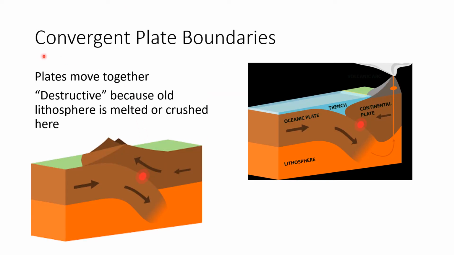So the next major type of plate boundary is called the convergent plate boundary. So this is when you have 2 plates that are moving together. These plate boundaries are called destructive because old lithosphere is either melted or crushed here. So here's an example of an ocean plate and a land plate moving together. The ocean plate sinks down and melts at this convergent plate boundary, so it's destroyed. Here's an example of 2 land plates moving together. In this case, part of the land plate sinks and melts and the other part just gets smashed and pushed upwards. So that's why it is called destructive plate boundary, because crust is either crushed or melted.